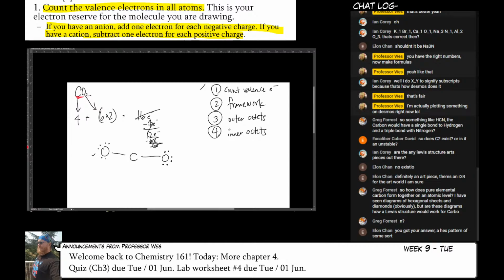Step 4 is inner octets. However, there are no electrons left for us to put on carbon. So we just move on to step 5, which is multiple bonds. Now, I only make multiple bonds if I have to. If I don't have an octet on the central atom, then I must make multiple bonds.